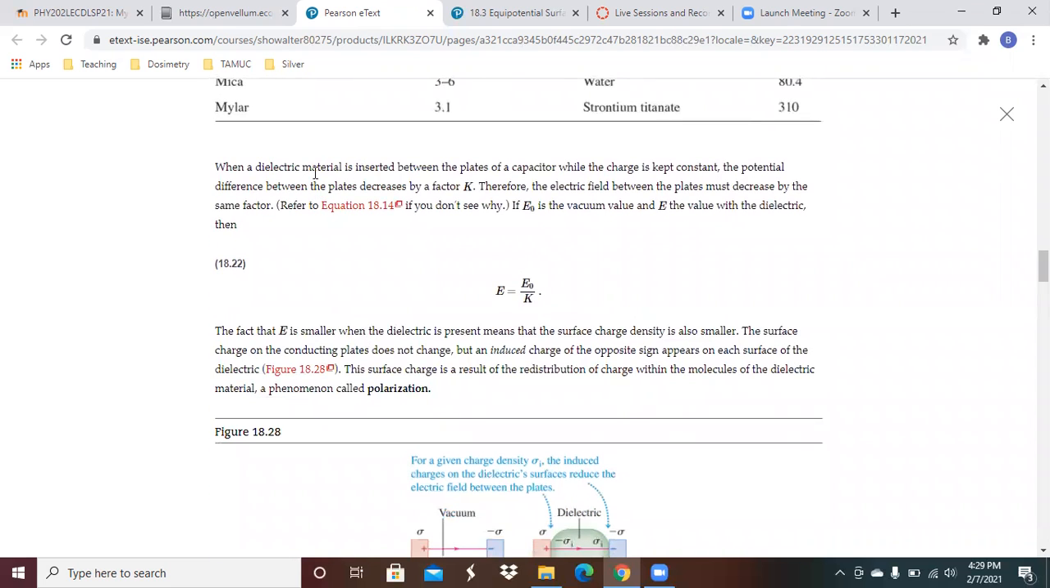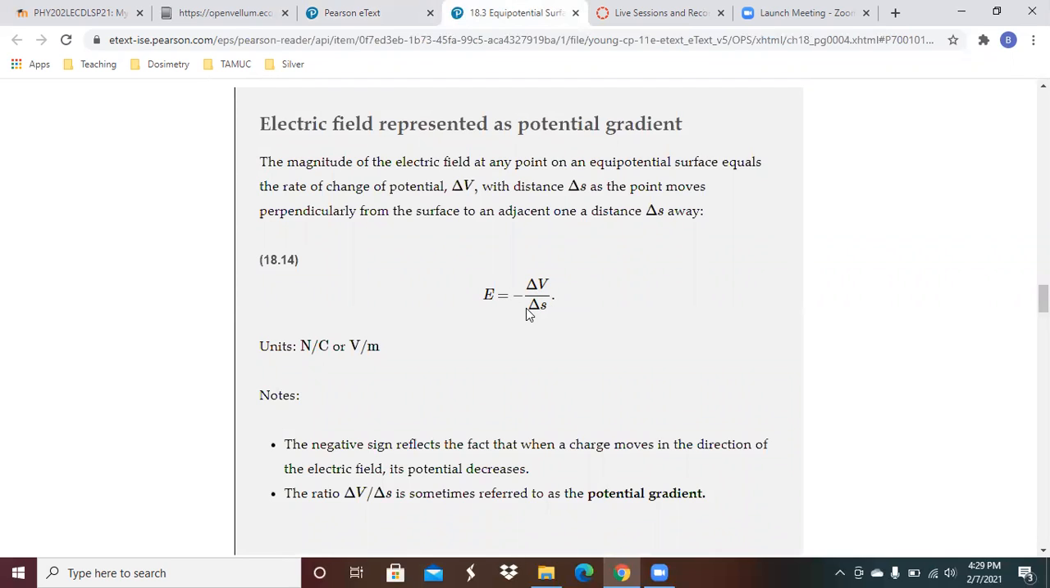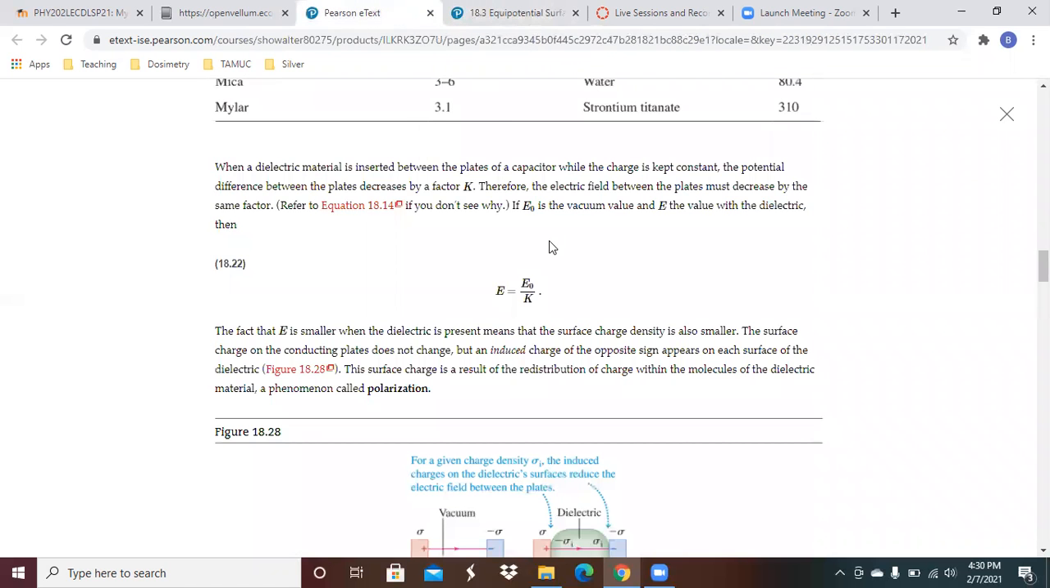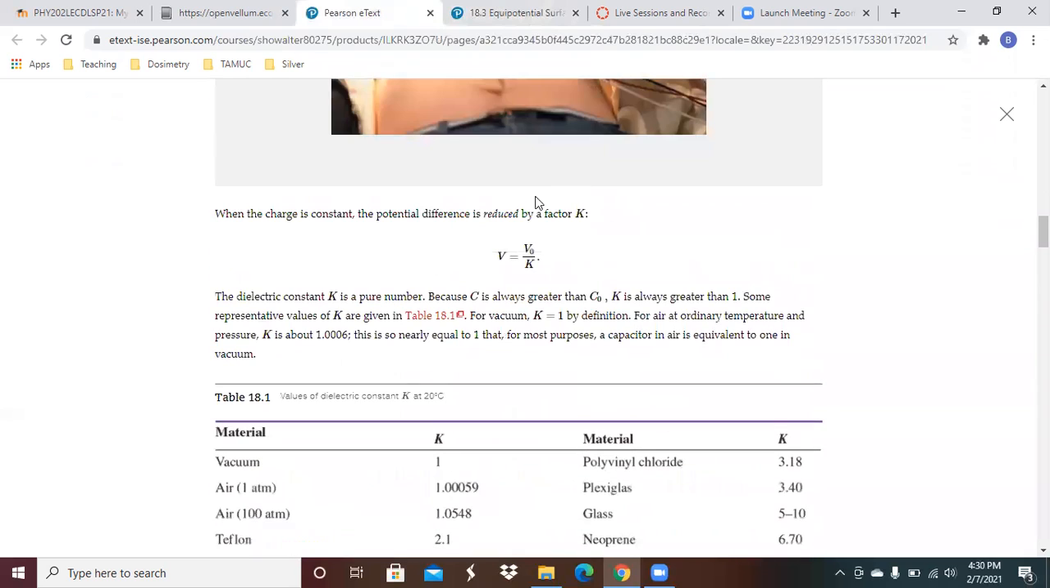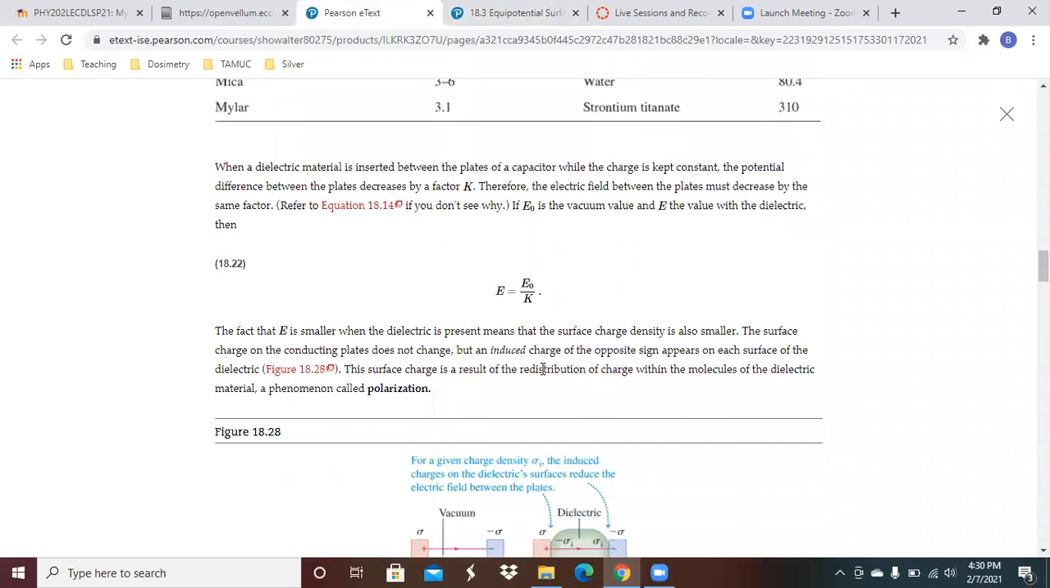When you insert a dielectric material between the plates of a capacitor while the charge is kept constant, the potential difference between the plates decreases by a factor of K. What that also means is that the electric field between the plates must decrease by the same factor. Remember this formula back here? You may not. I had to look it up myself. The electric field is going to be equal to the change in the voltage divided by the change in the distance as the point moves perpendicular away from an equipotential surface. Since this is directly proportional to this, it shouldn't surprise you that this situation is the same as this.